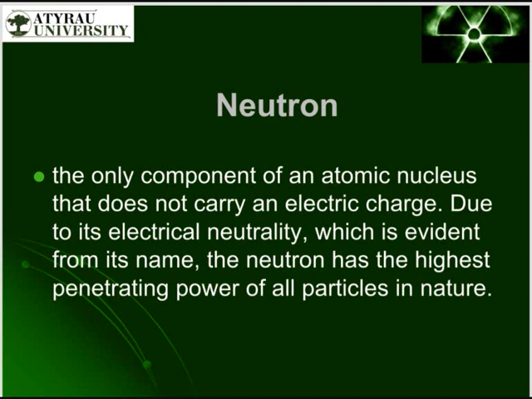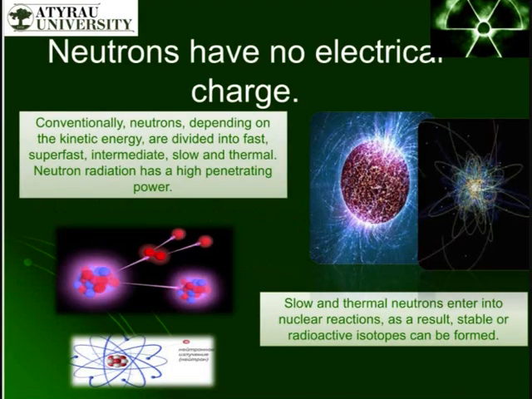Due to its electrical neutrality, which is evident from its name, the neutron has the highest penetrating power of all particles in nature. Neutrons have no electrical charge. Conventionally, neutrons, depending on the kinetic energy, are divided into fast, superfast, intermediate, slow, and thermal. Neutron radiation has a high penetrating power. Slow and thermal neutrons enter into nuclear reactions. As a result, stable or radioactive isotopes can be formed.